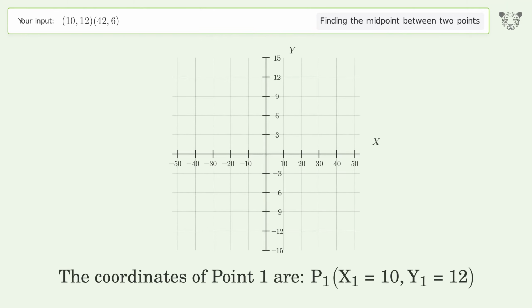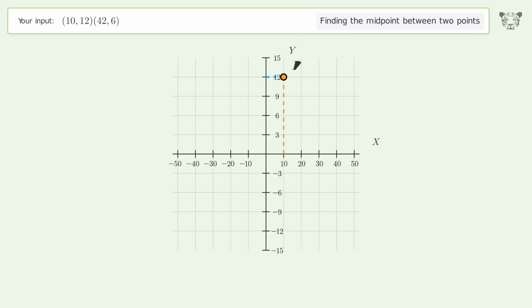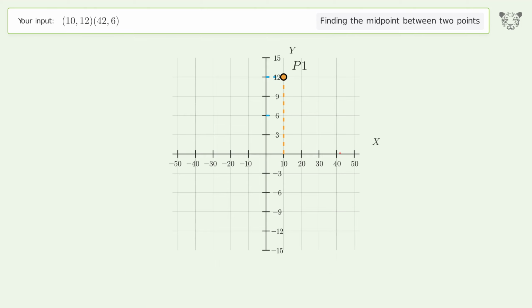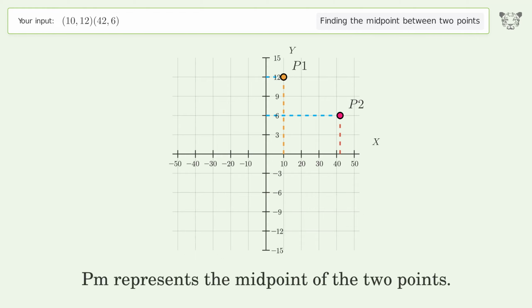The coordinates of point 1 are, x1 equals 10, y1 equals 12. The coordinates of point 2 are, x2 equals 42, y2 equals 6. PM represents the midpoint of the 2 points.